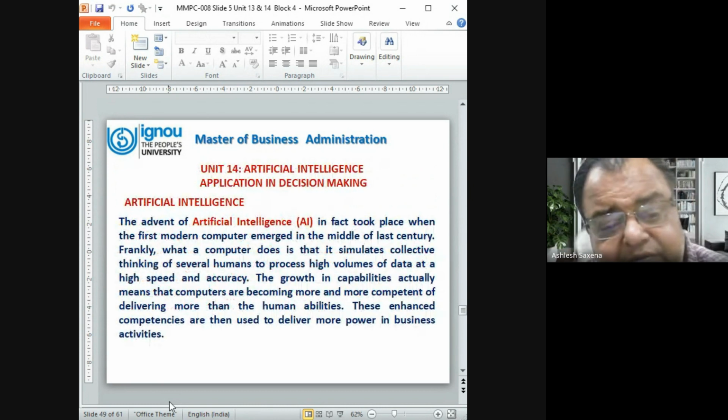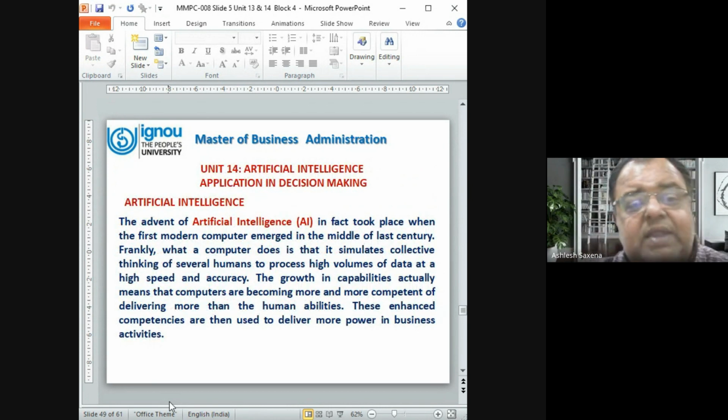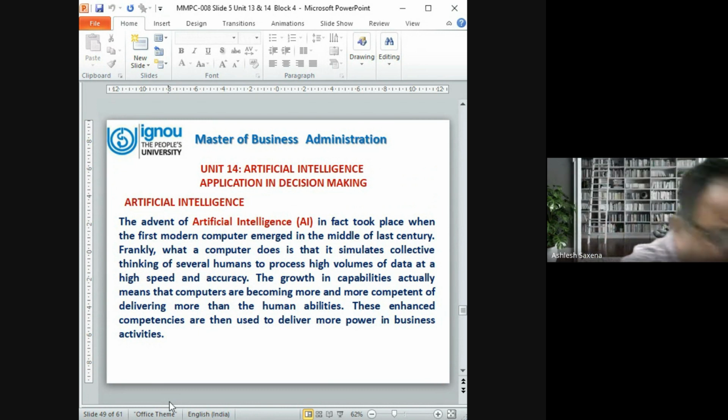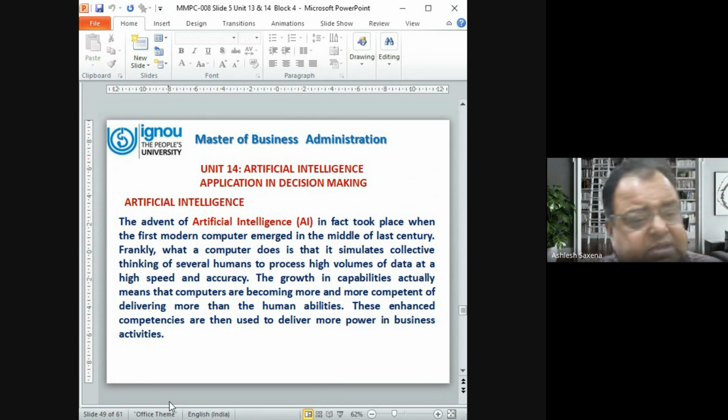Now comes Unit 14, that is artificial intelligence application in decision making. We have heard so many things about artificial intelligence. Then the question is, what is artificial intelligence all about?